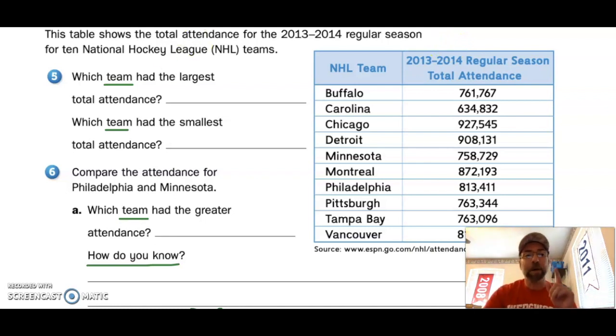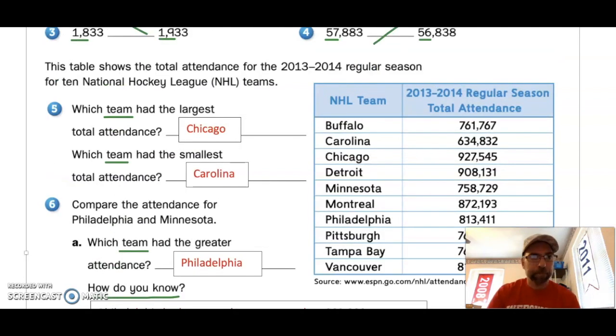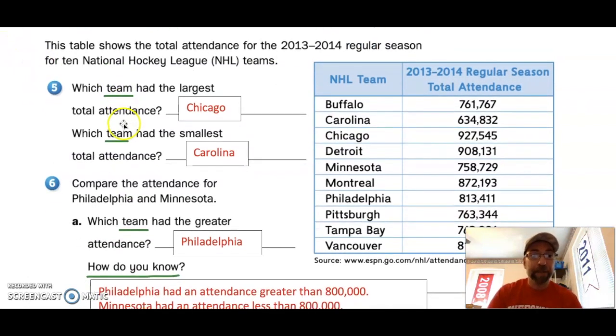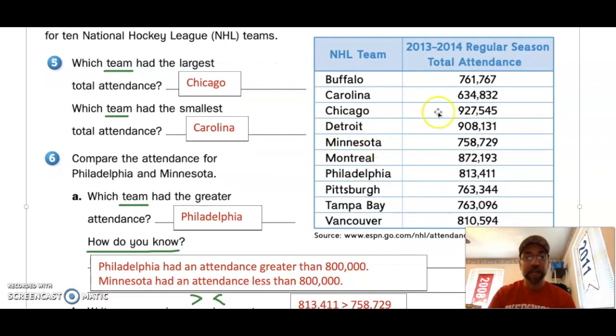Hit that pause button, and when you're finished completing page 4 in your journal, resume the video so that you can see if you got these answers correct. All right, let's check to see how you did. Which team had the largest attendance? Well, that was Chicago. Chicago had more attendance than any other team.